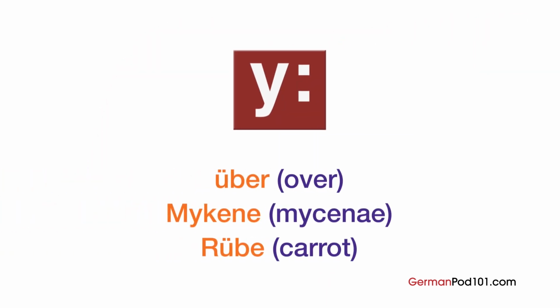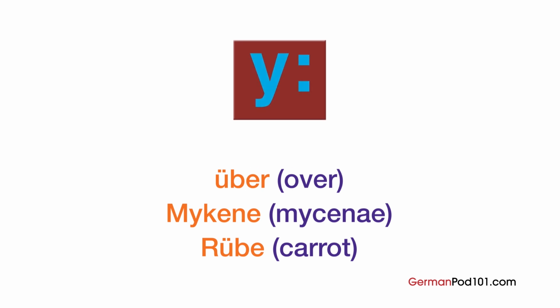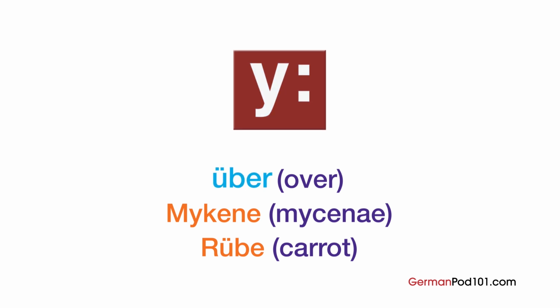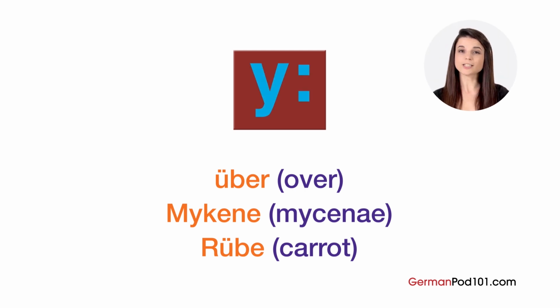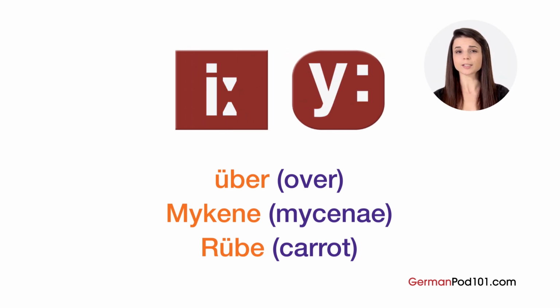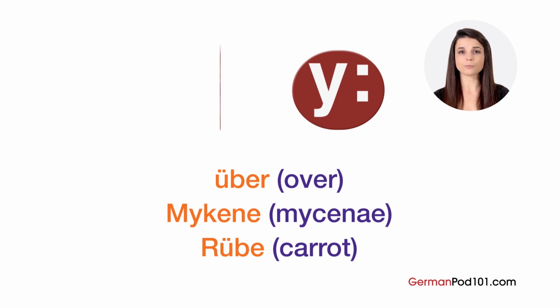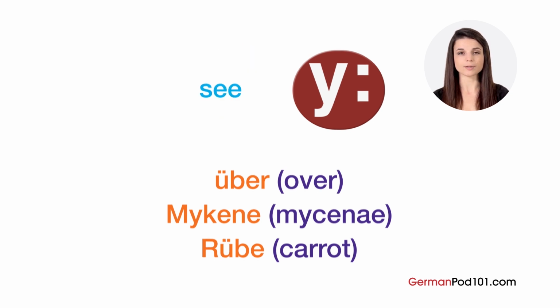The next vowel is Ü, as in über, Mykene, Rübe. It's identical to the previous sound, except that the lips are rounded. Try saying the word see while rounding your lips. Ü, Ü.